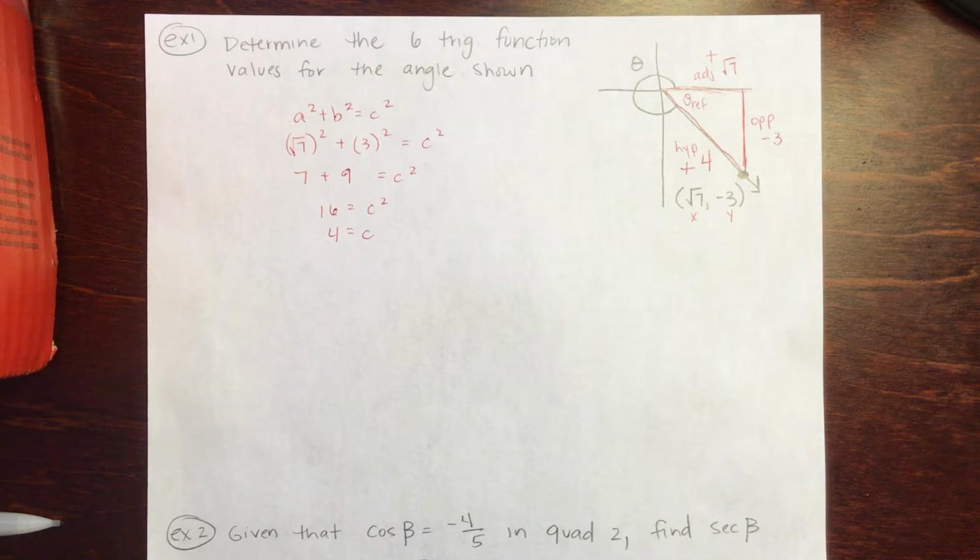Finally, we have our triangle set up, so now we just have to find our 6 fractions, the SOHCAHTOA and their reciprocals. I want you to rationalize any denominators you have.